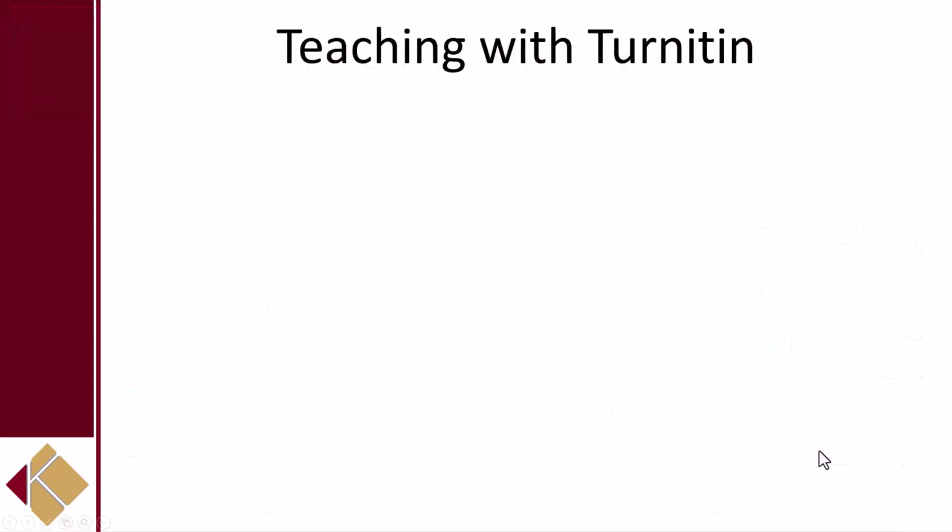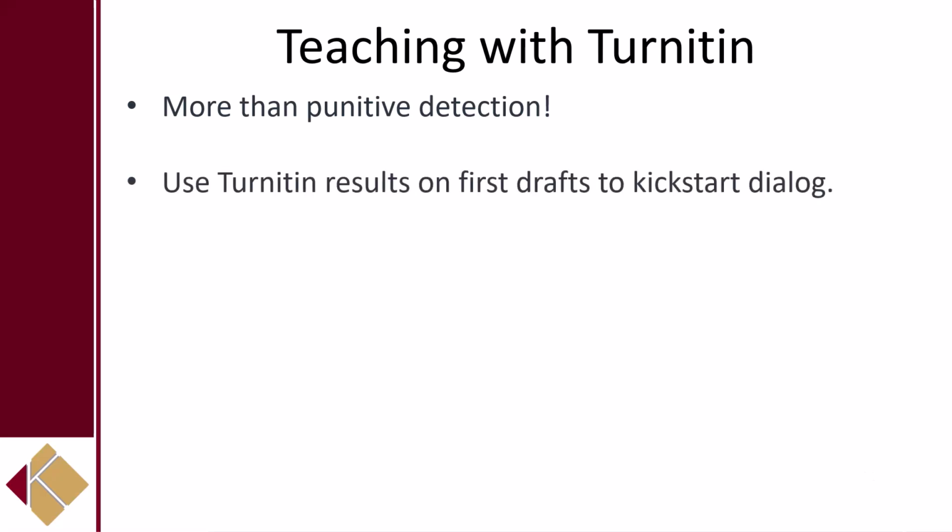This brings me to my last point. Turnitin can be used for more than just punitive detection of plagiarism and AI use. Instead, take the opportunity to use Turnitin reports as a way to kickstart dialogue with your students. First, show them how to read their own reports. Keep in mind that while students can see the similarity reports at this time, the AI report is currently only visible to instructors.